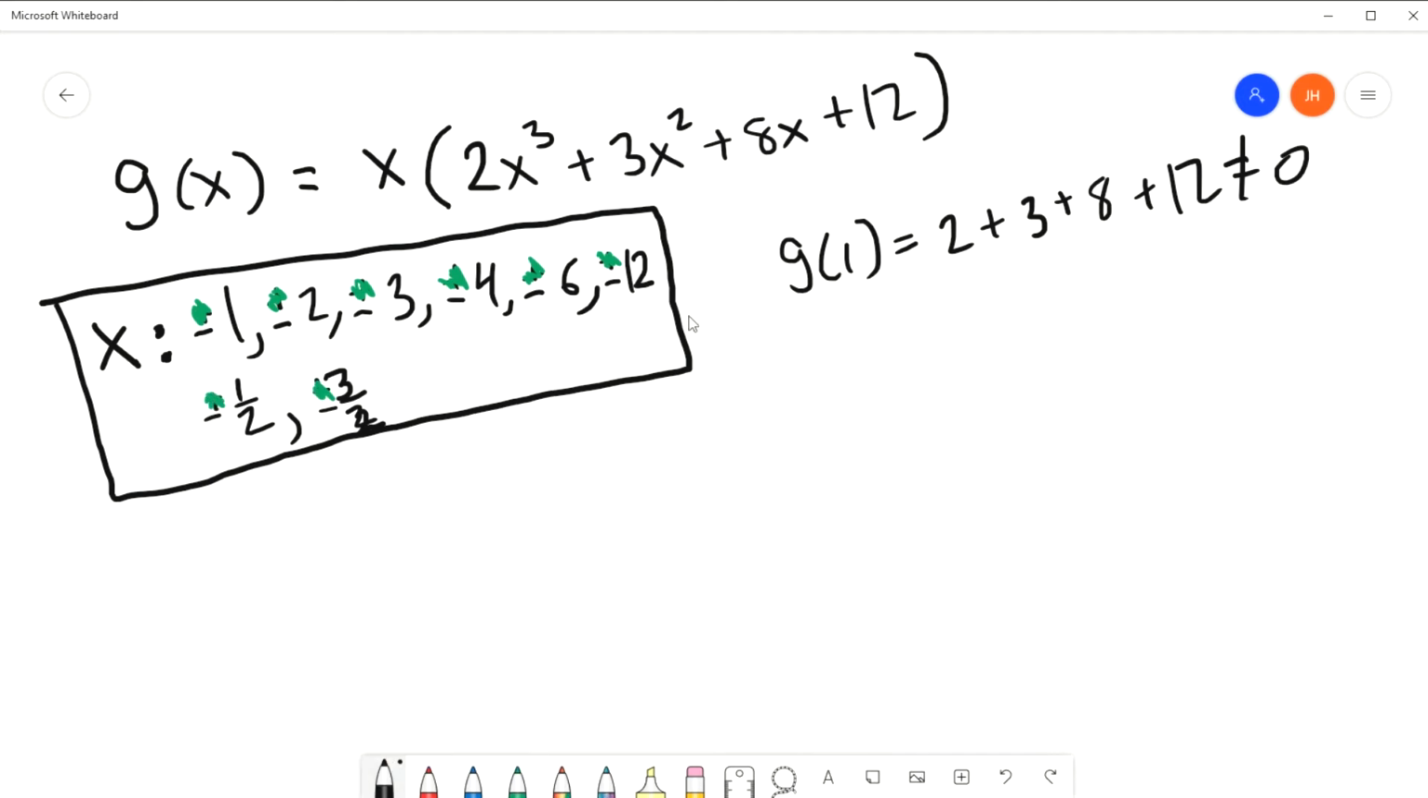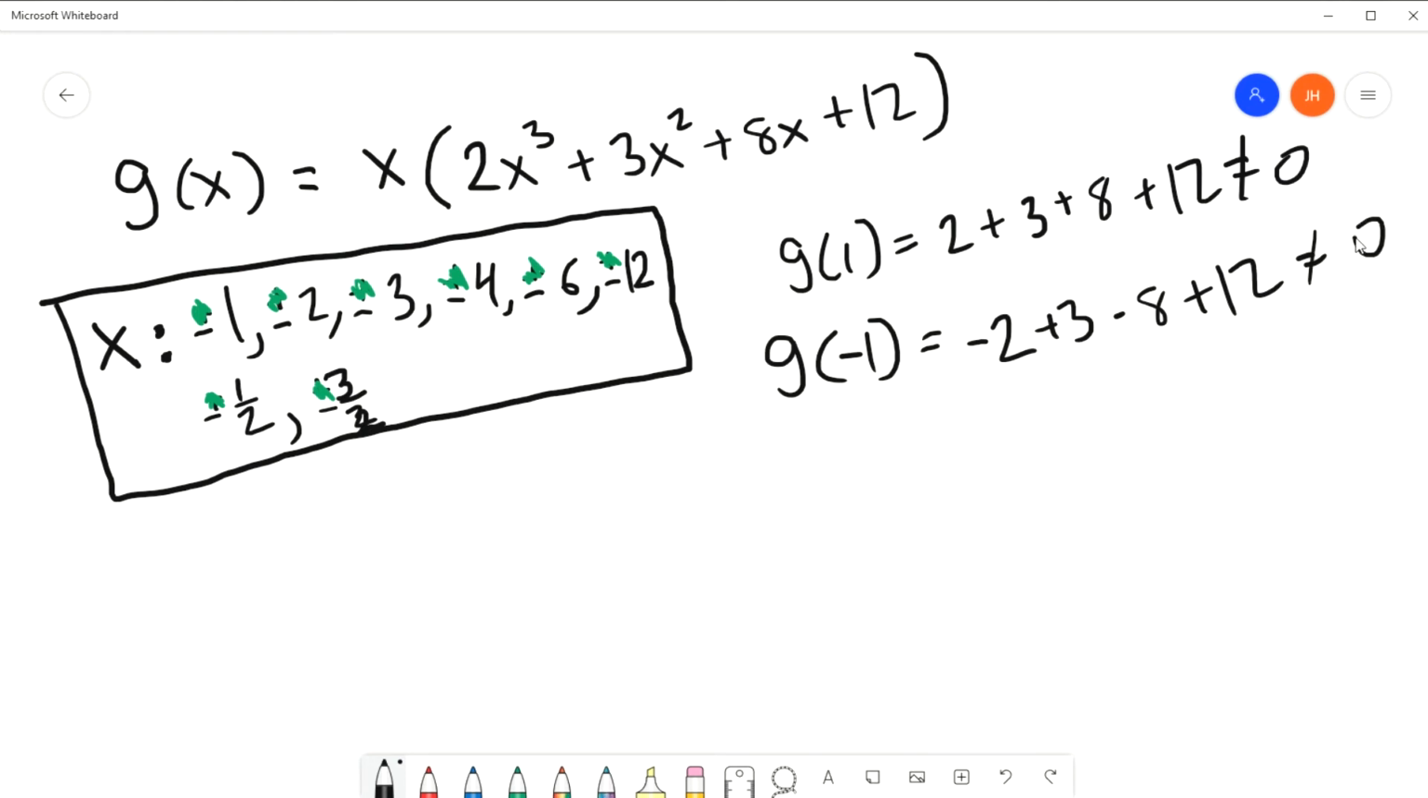So let's try some other zeros. What about -1? When I plug -1 in, g of -1 is equal to -1 cubed is -1 times 2 is -2. -1 squared is +1 times 3 is +3. -1 times 8 is minus 8, and then plus 12. Will that equal 0? No, it's not going to, because this would be 1 minus 8 is negative 7 plus 12 is 5. So it does not equal 0.